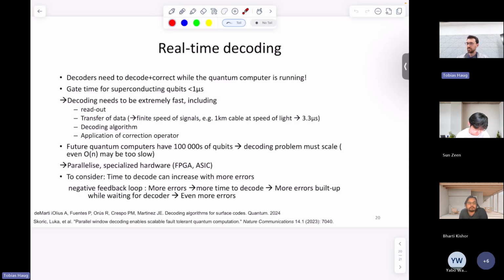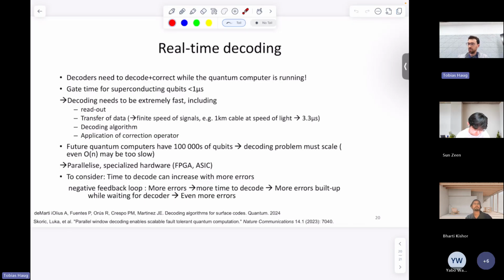There are other things you may consider. For some decoders, the decoding time is not constant, but depends on the problem you have. For example, for some types of decoders, not all of them, the decoding time, meaning how long the decoder runs to spit out a solution, can increase with the number of errors that happen in your system or the number of syndromes that have been flipped.